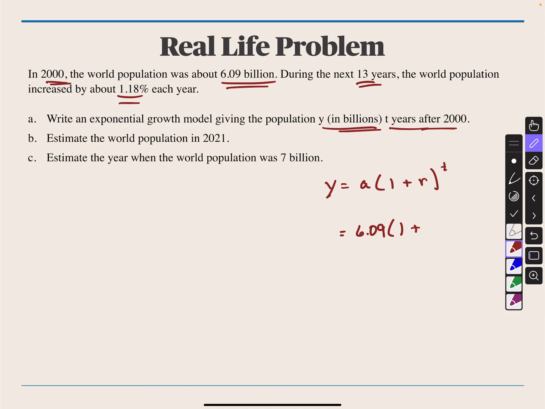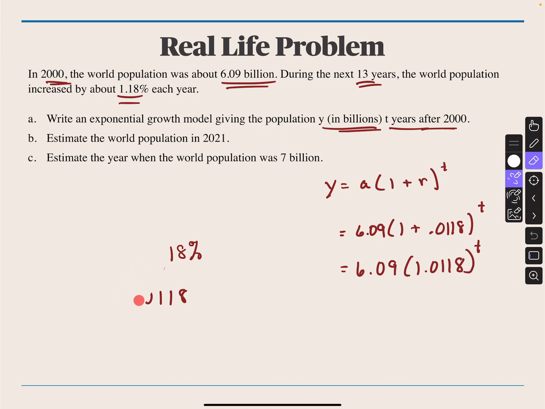Well, our percent is 1.18%. So when we move the decimal two places, it's 0.0118. So 1 plus 0.0118 to the t power, or 6.09 times 1.0118 to the t, and that will predict your population. And there is answer A.